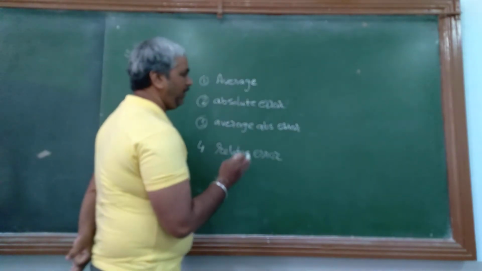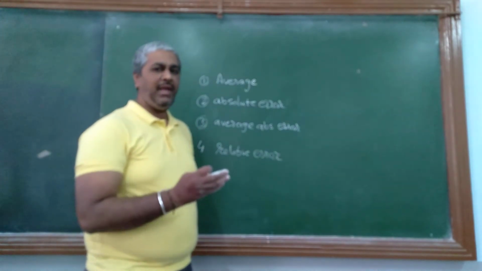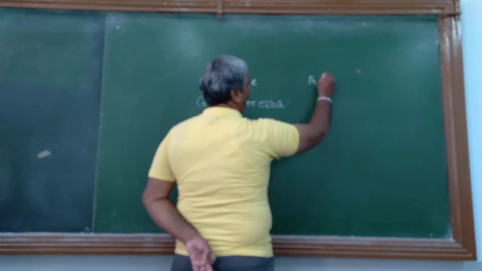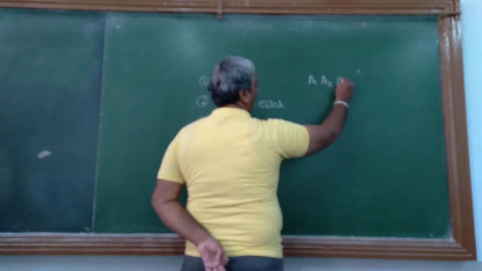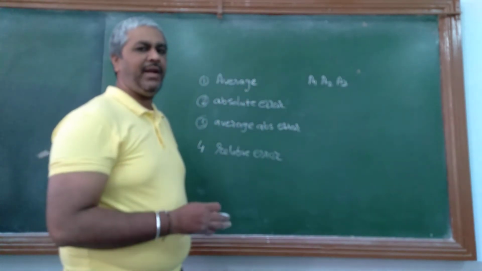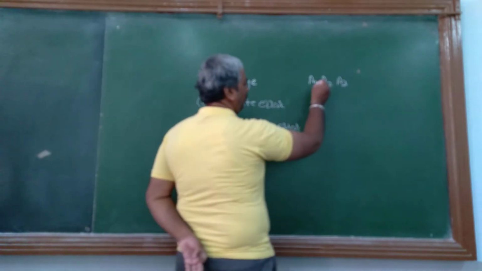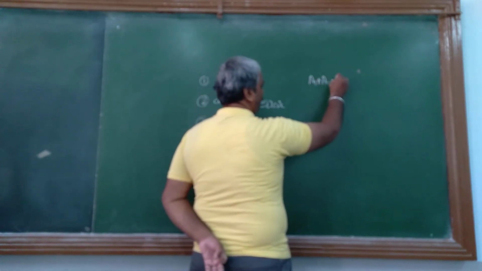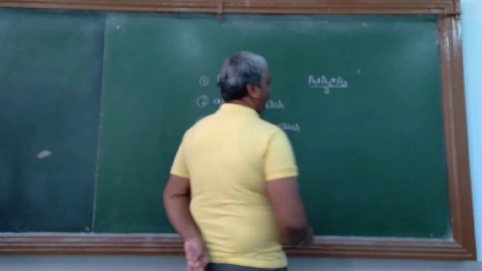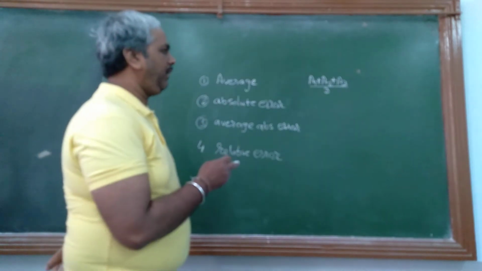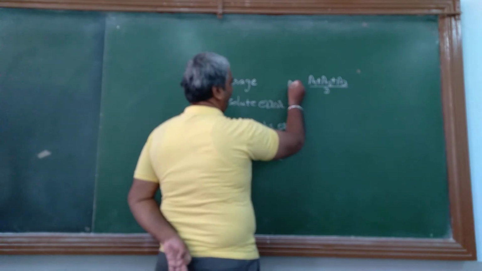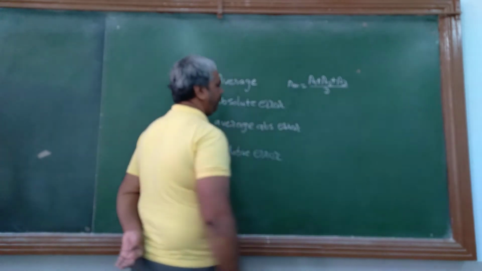For example, if we have say 3 readings, A1, A2 and A3, how do we find out the average of this? We add those 3 readings and divide by the total number of readings. So we add A1 plus A2 plus A3 and this whole thing is divided by the number of readings. Since there are 3 readings, it is going to be divided by 3. So this would be called as say average reading. We call it say AM.